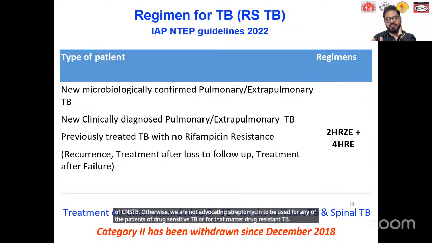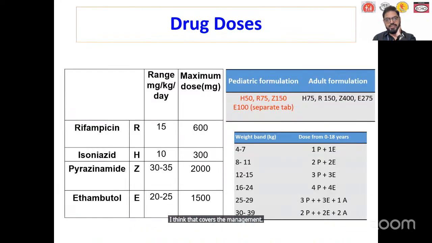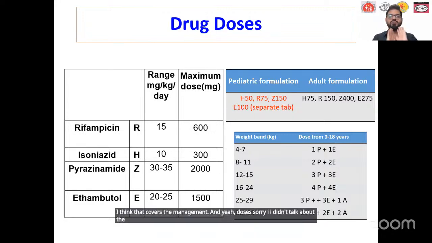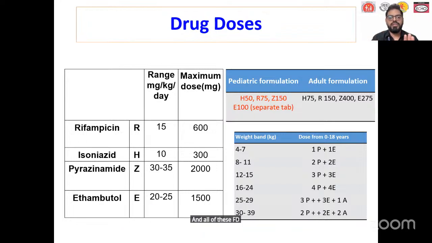I think that covers the management. And yeah, doses. Sorry, I didn't talk about the doses. As you see, it is always advisable to use the FDCs. FDCs are the fixed drug combinations. Loose drugs we do not use. FDCs are available free of cost under the program, and all of these FDCs are very good quality drugs. The beauty of FDCs is the ease of administration.